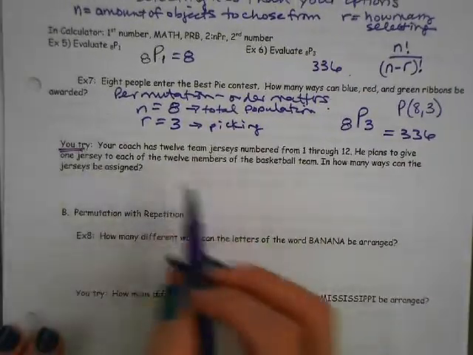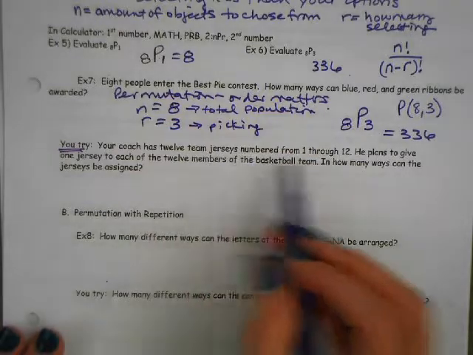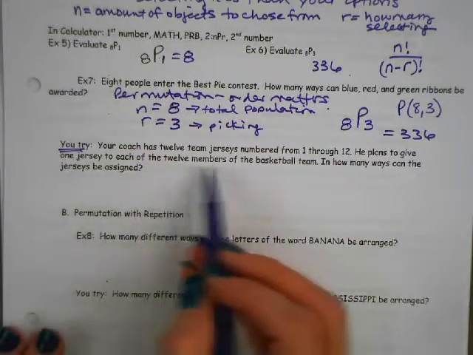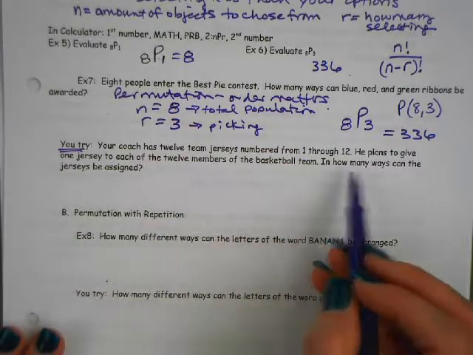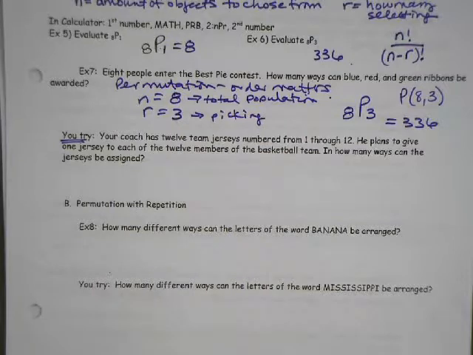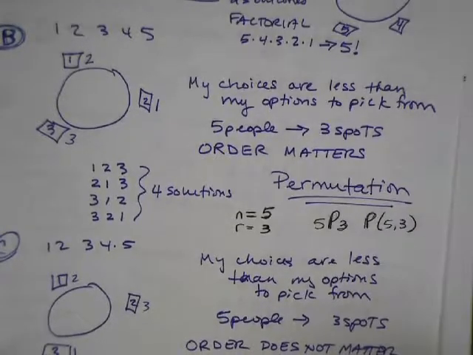Alright. Your coach has 12 team jerseys numbered 1 through 12. He plans to give one jersey to each of the 12 members of the basketball team. How many ways can the jerseys be assigned? Alright, so let me just stop you for a minute. Is it independent or dependent? Number 1. You always want to take each one of these problems. Is it independent or dependent? It is dependent. So then you have to look to which one of these does it fall into.